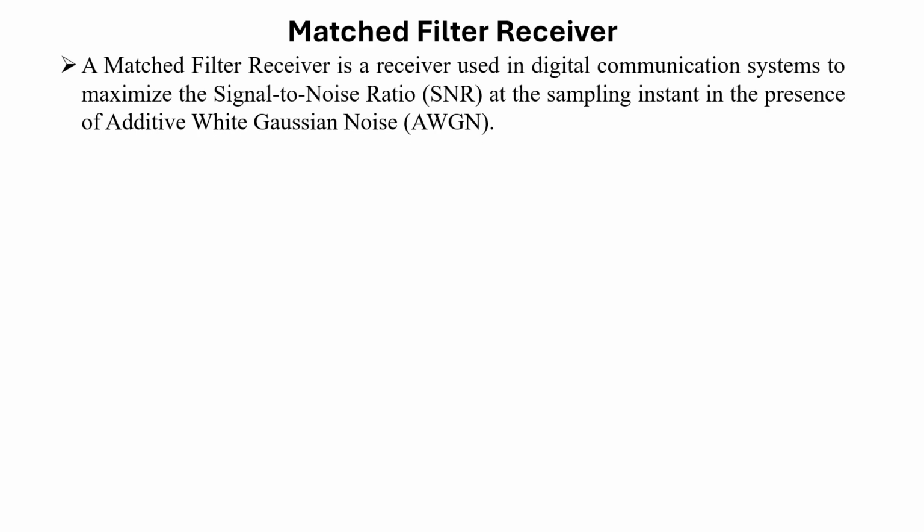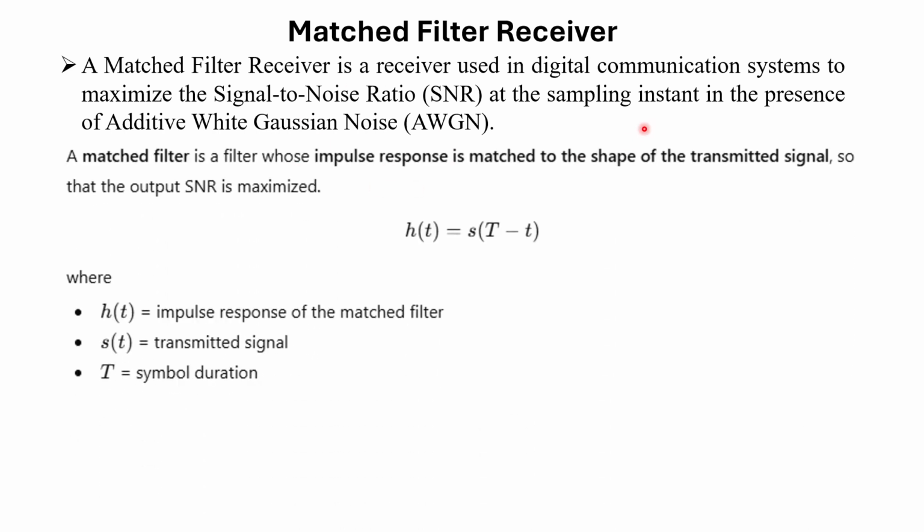Okay, so let's go. The first question is, what is this matched filter receiver? The matched filter receiver is a receiver used in the digital communication system. And what is the target? The target is to maximize the SNR, that is, signal to noise ratio. And why is this required exactly? Because of the noise.